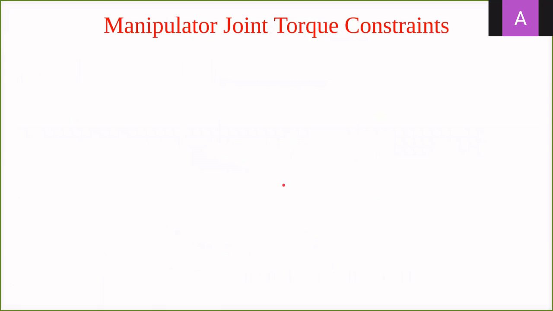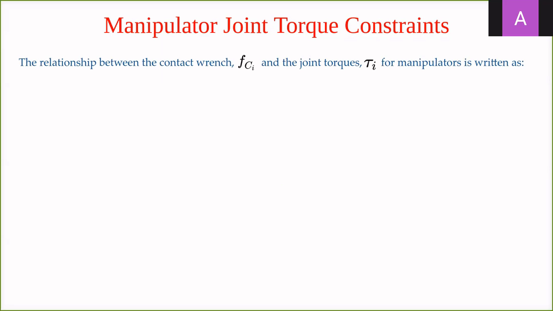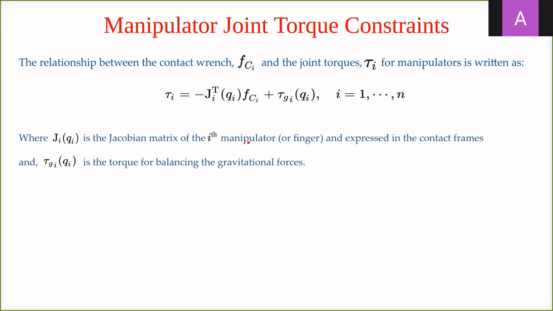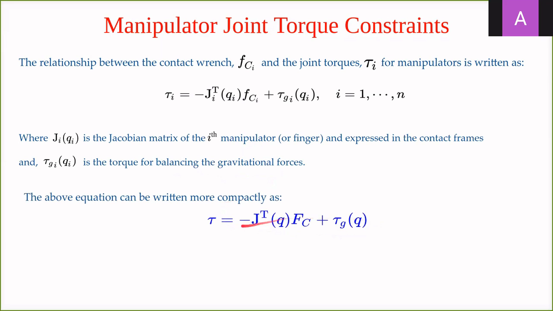While performing any manipulation or grasping task with the help of robotic manipulators, we need to compute the joint torques which generate the necessary wrenches at the object manipulator contacts. The relationship between the joint torques and the contact wrenches is given by the first equation. Here, Ji is the Jacobian matrix of the ith manipulator or finger, and tau g is the torque for balancing the gravitational forces acting on the manipulator. The above equation can be expressed more compactly as follows.